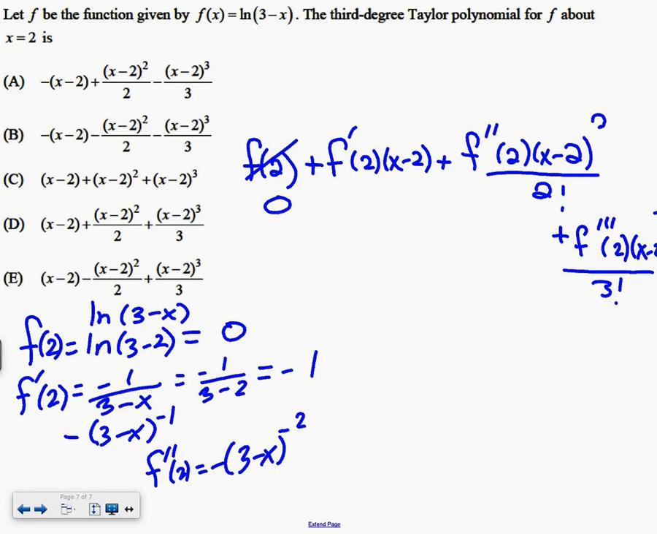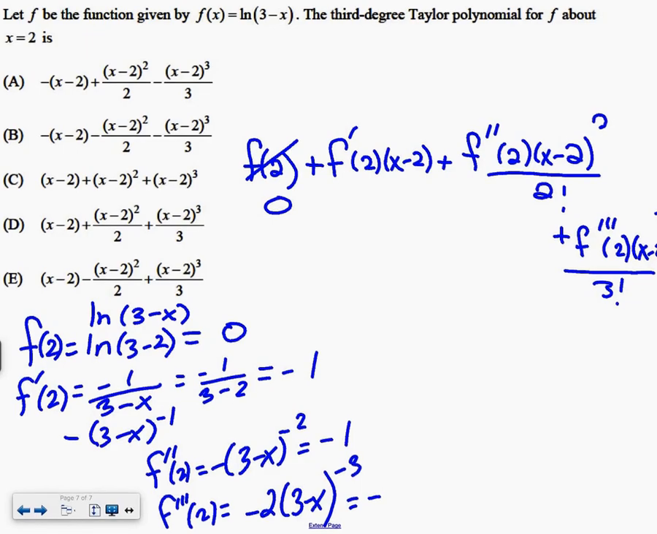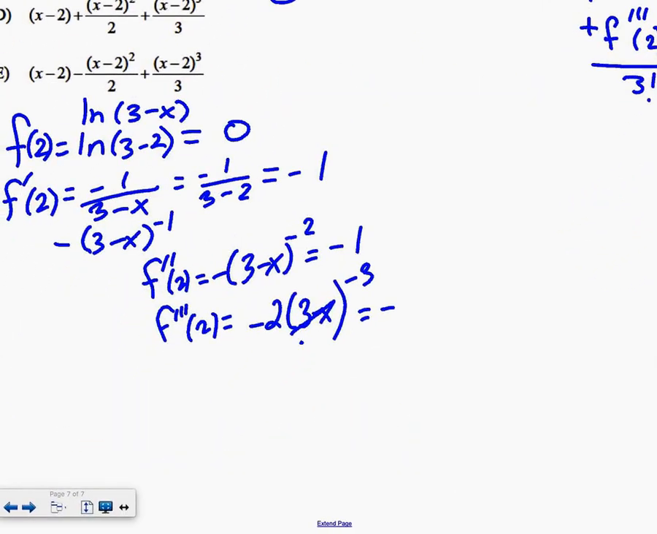Interesting, huh? Alright, so you plug in 2, what do you get? Negative 1 again. Okay. One more time, f triple prime. You have to do the chain rule, right? So it'd be 2 times 3 minus x to the negative 3 times the derivative inside, which is negative. What's 3 minus 2? That's 1. So you're going to get negative 2.